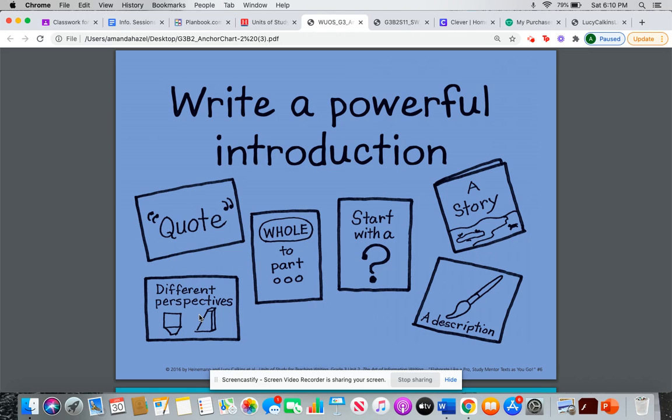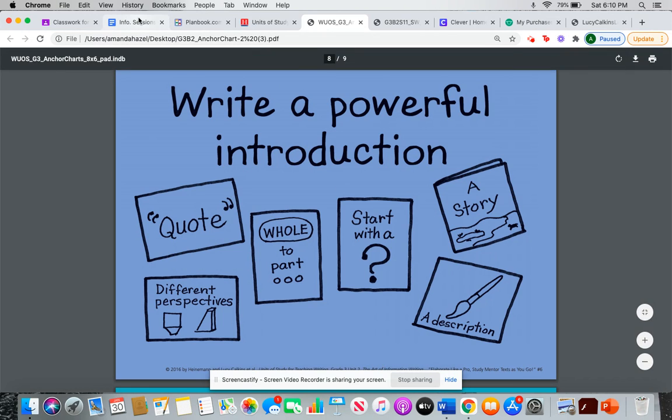Okay, so if you need ideas, you can come back to this chart here to help you. It is now your job to write an introduction for your piece. Okay? Get to work, writers.